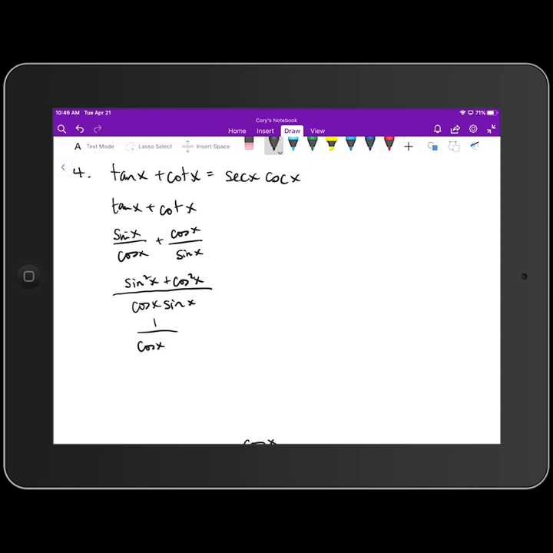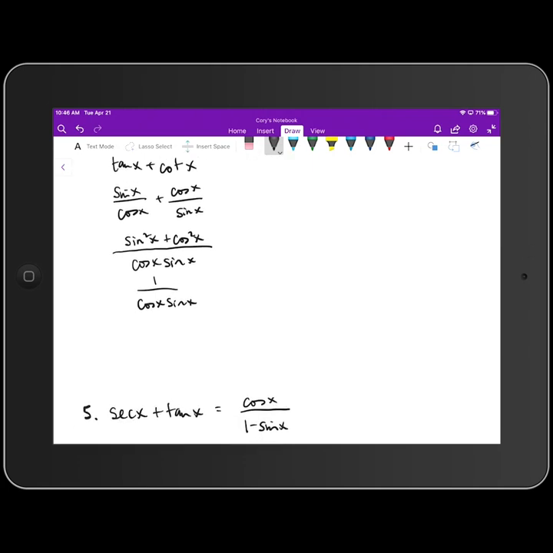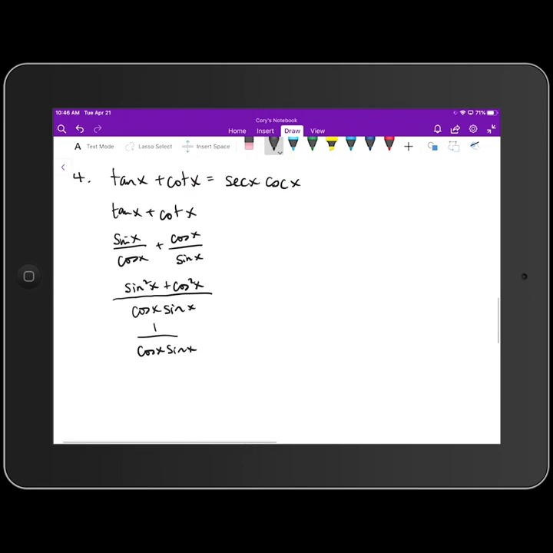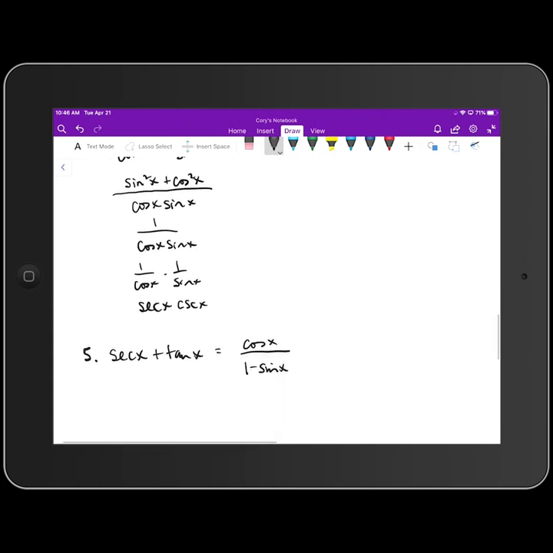So that's 1 over cosine times sine, which I can then break up into the product of two fractions. So that's 1 over cosine times 1 over sine, which 1 over cosine is the secant of x, and 1 over sine is the cosecant of x. Okay, so we verified that identity.